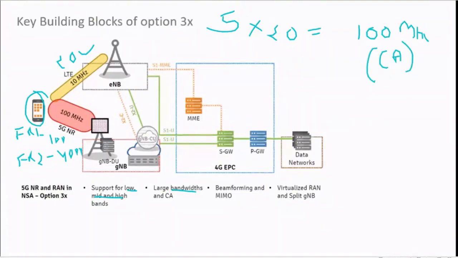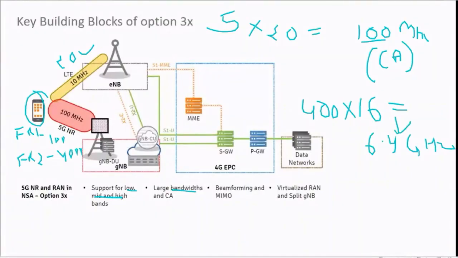But in case of 5G, we can have bandwidth of 400 megahertz, right? And in case of 5G, 16 component carriers can be aggregated. So in case of 5G, you can see it is 400 into 16. So 6400 megahertz, or you can say 6.4 gigahertz, right? So that's a huge difference from 100 megahertz to 6.4 gigahertz, right? So that way you can do it.